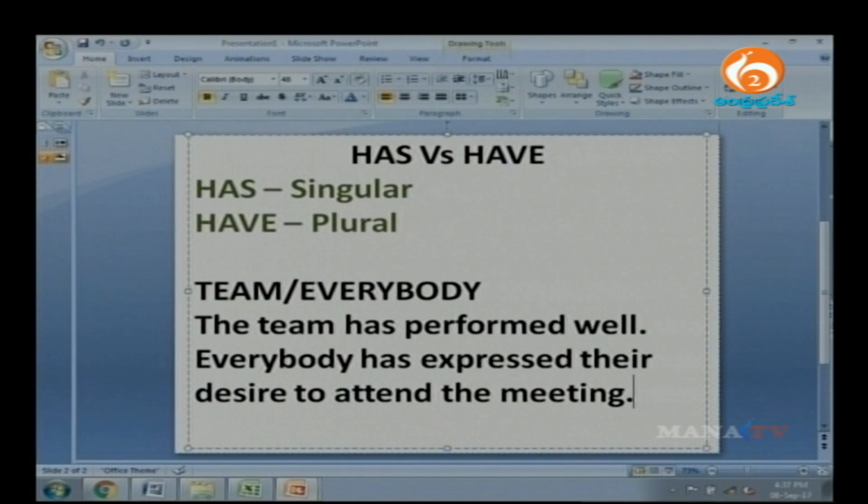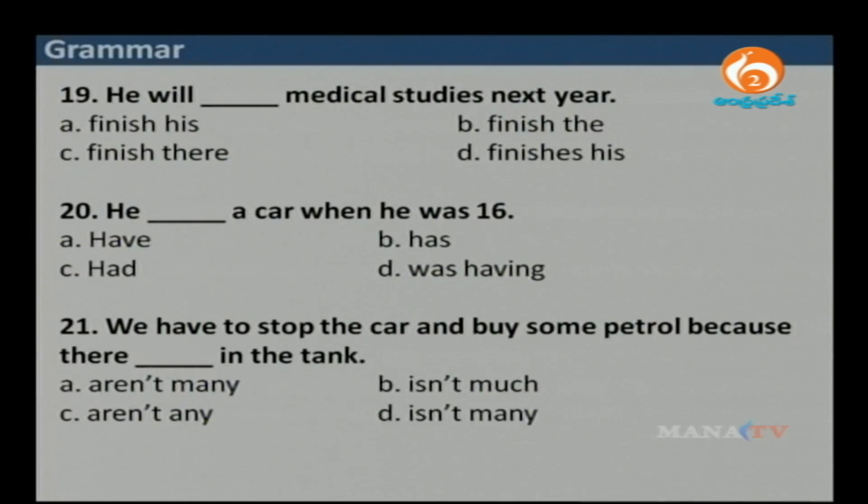Everybody has expressed their desire to attend the meeting. It's not "everybody have", it's "everybody has". So, "has" is used for singular, "have" is used for plural. Okay. So, question number 20: he had a car when he was 16. Because it's a past tense, I will use "had".